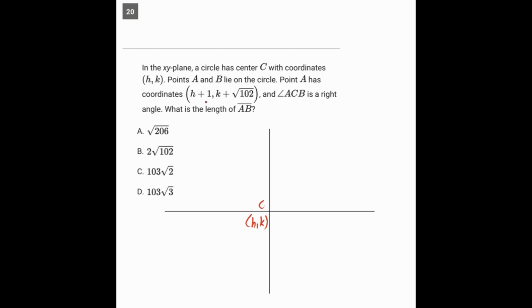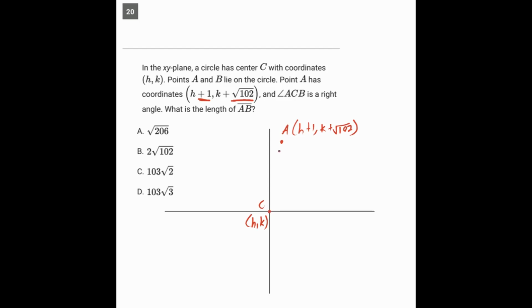Now we're told that from that H, K, we're going to the right by 1, because the X value is left and right, and it's going +1 in the X direction and +root 102 in the Y direction. Now, square root of 100 is around 10. So square root of 102 is somewhere around 10. So we're going to be going over by about 1 and up by about 10. So the proportion kind of puts us around there. And so this can be point A, which has coordinates of H plus 1, K plus root 102.